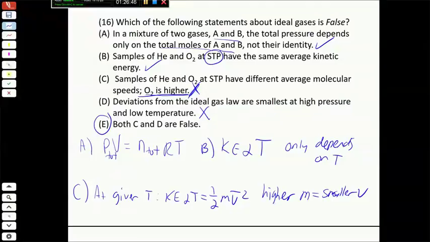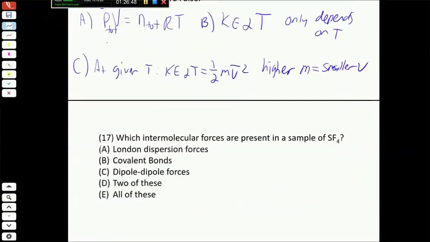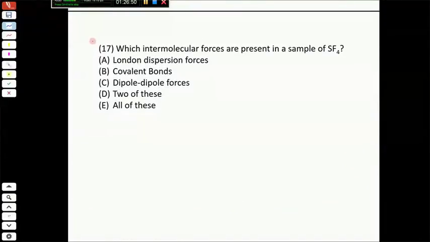All right, on to 17. Here we're finally into the chapter 9 material, just a few questions on this. Which intermolecular forces are present in a sample of SF4? We're giving you a choice here: London dispersion forces, covalent bonds, dipole-dipole forces, two of these, or all of these.